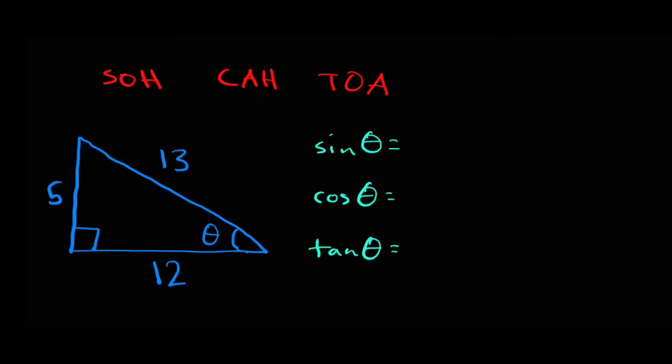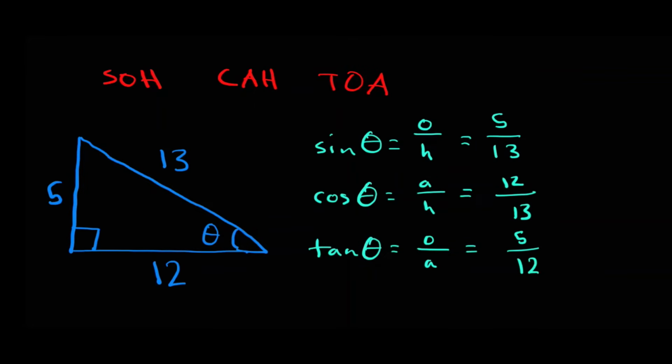Alright, have a go at this example. This triangle has side lengths of 5, 12, and 13. So see if you can find sine, cosine, and tangent of theta. Alright, sine is opposite over hypotenuse, so it's 5 over 13. Cosine is adjacent over hypotenuse, so it's 12 over 13. And tangent is opposite over adjacent, so 5 over 12.